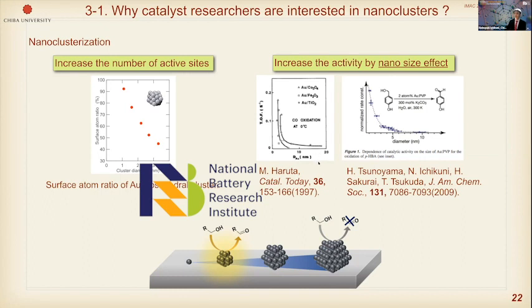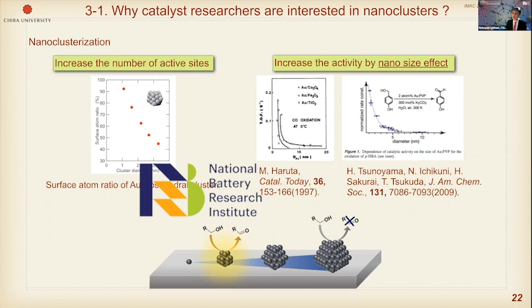Gold had no catalytic activity before 1990. However, in 1997, Professor Haruta found this phenomenon. Nanosized gold supported on some oxide, with gold particles of less than 3 nanometers, shows CO oxidation activity.